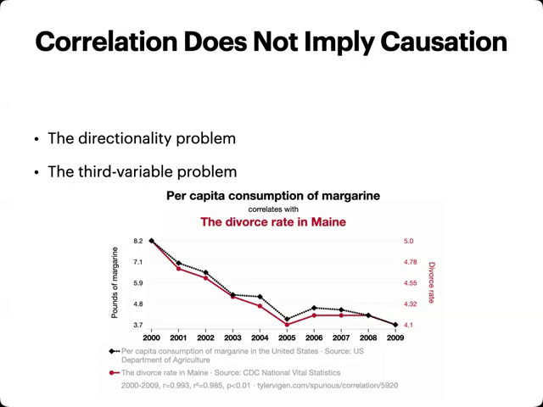Another example is the correlation between per capita consumption of margarine and the divorce rate in Maine, which you can see in the graph on the slide. The graph shown in this slide indicates a very high positive correlation, which is a positive 0.993. It's almost a perfect positive correlation between these two variables. However, this relationship does not mean there is causality.